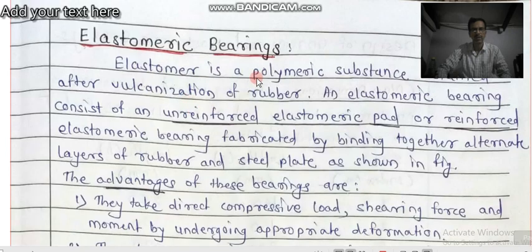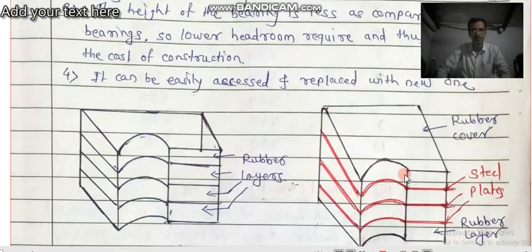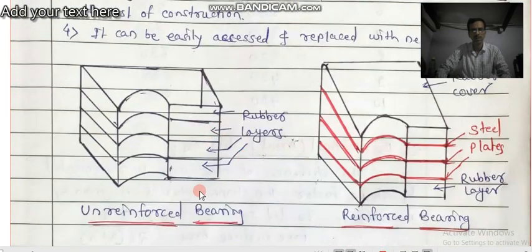So, the elastomeric bearing is a polymeric substance obtained after vulcanization of rubber. An elastomeric bearing consists of an unreinforced elastomeric pad or a reinforced elastomeric bearing fabricated by binding together alternate layers of rubber and steel plate, as shown in the figure. Here is the figure of the unreinforced bearing and the reinforced elastomeric bearing.